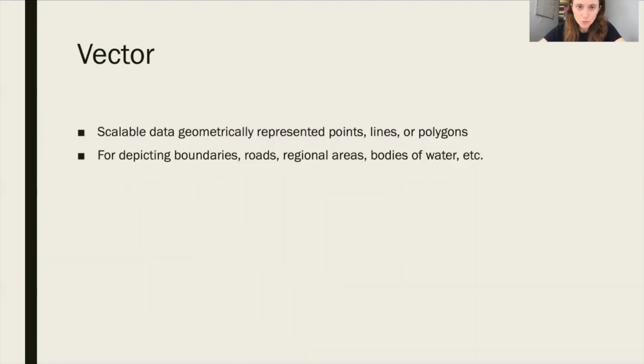In addition to raster data, there is also vector data. Vector data are scalable data that are geometrically representing points, lines, or polygons. And what you use vector data for is to represent boundaries, roads, regional areas, etc. So if you have a map, typically what you're looking at is vector data.